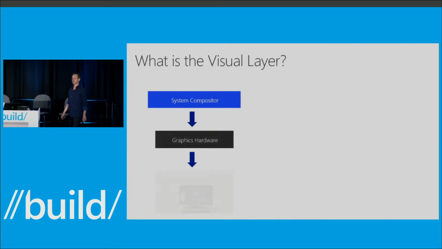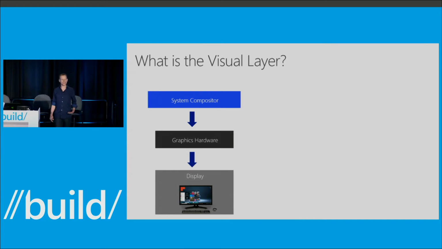So what is this thing that we speak of called the visual layer? Well, in system terms, it's really 2 different pieces. It's the engine, the composition engine of Windows, and this has traditionally been DWM.exe. It's the component in the system that talks to the graphics hardware, binds to every display on your system, and puts every single pixel on the screen.